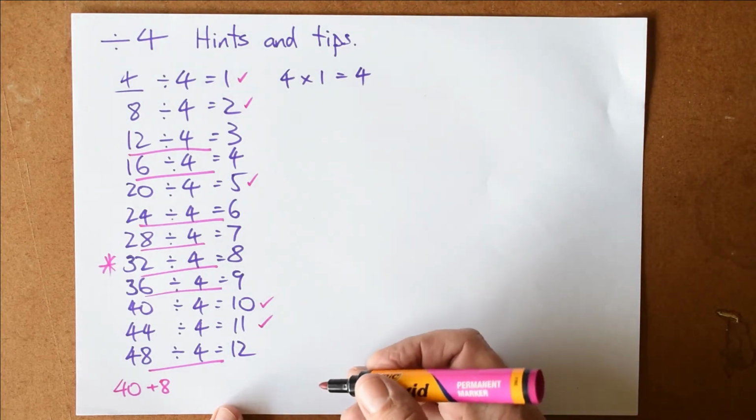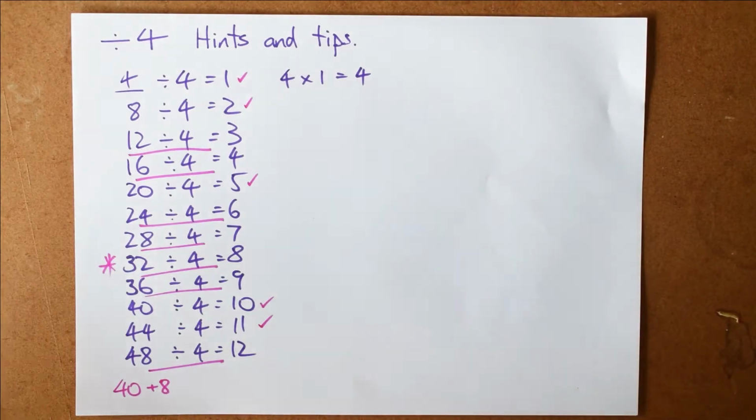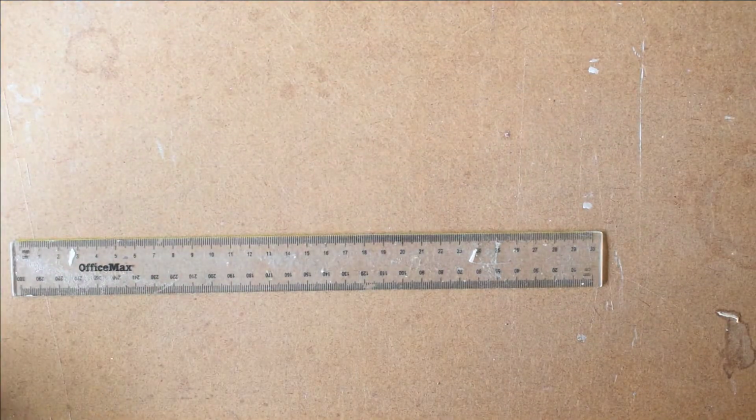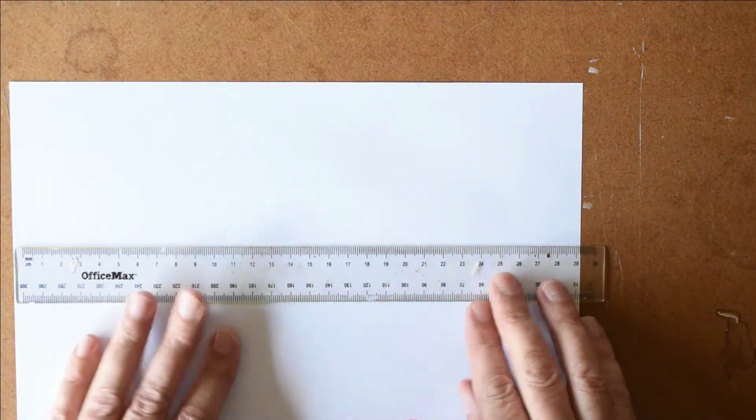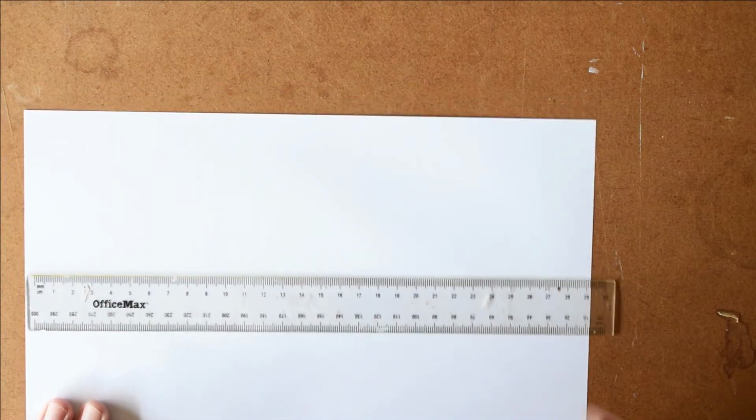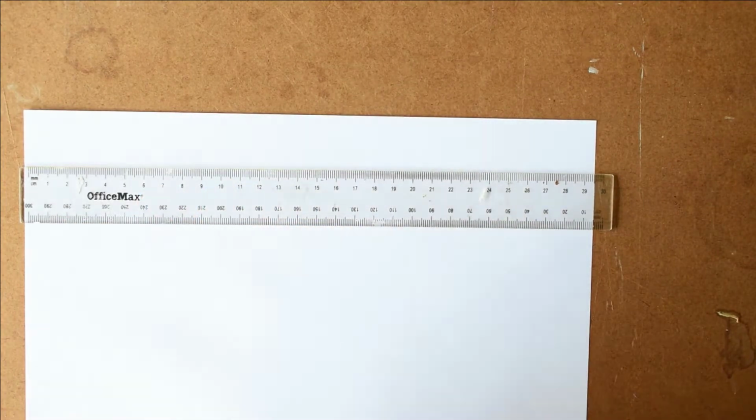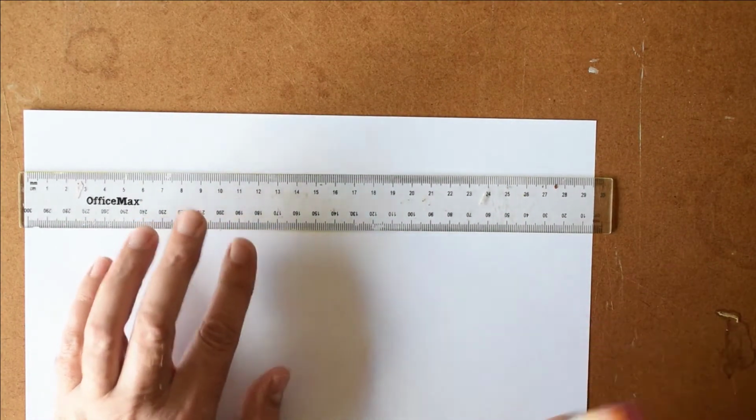So what next? What if I'm stuck? Well, sometimes this little guy here will help you. It's just a plain old-fashioned ruler. Nothing fancy at all. See if I can make it a bit easier for you to see there. What happens if I'm stuck and I want to figure out my divided by? So you can use this to help you up to a certain point.